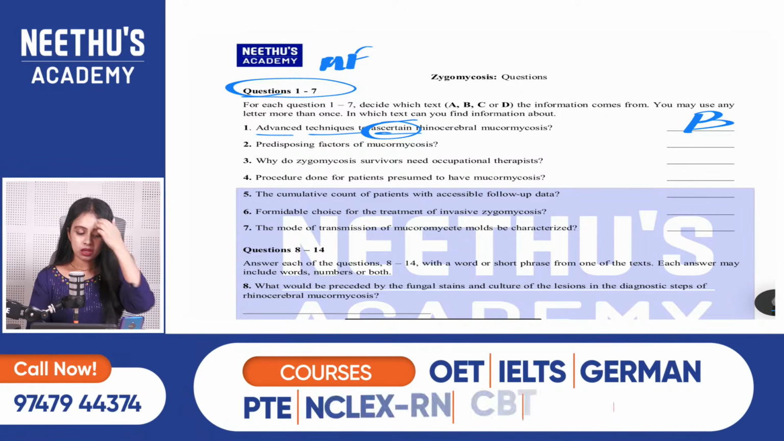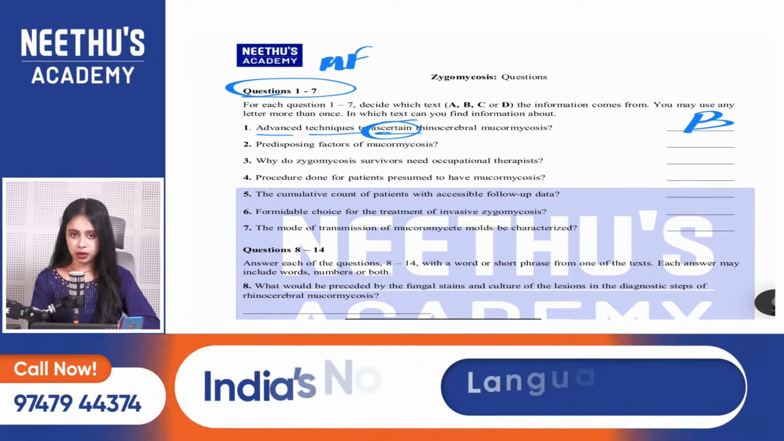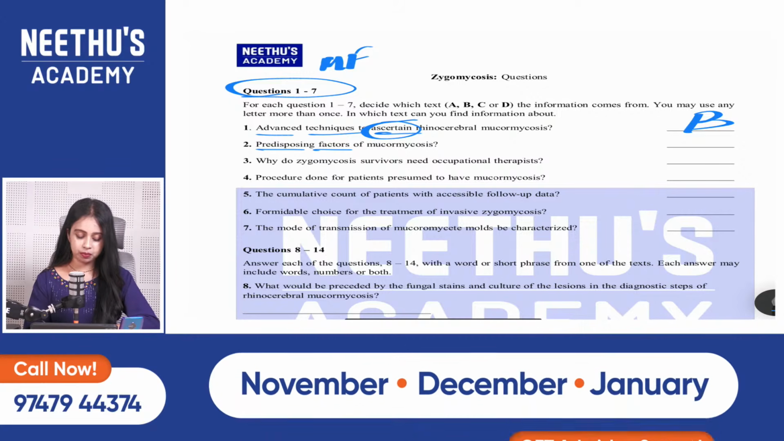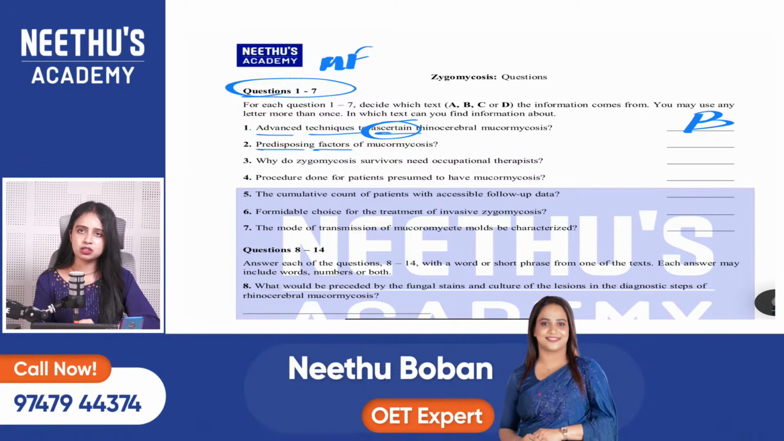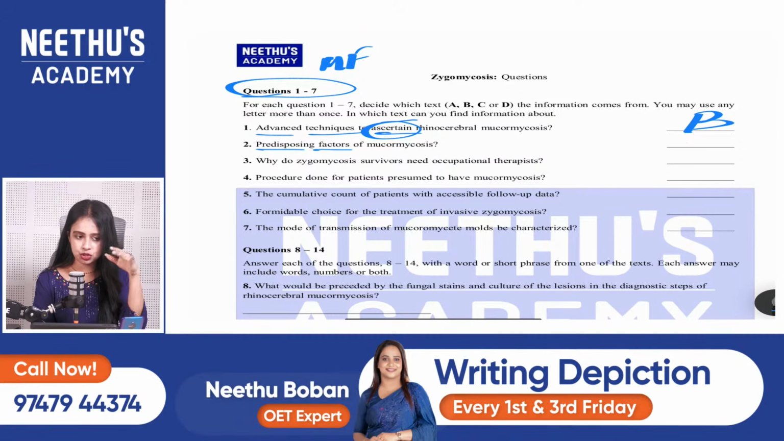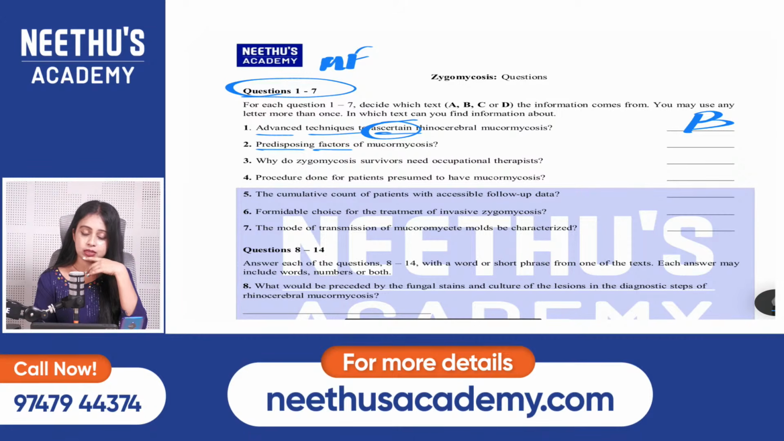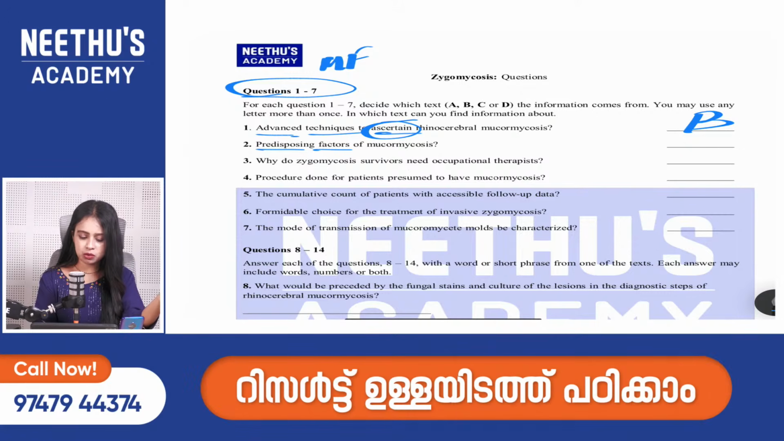Text B. Second one: predisposing factors for mucormycosis. So my keywords are predisposing factors. Predisposing is a word that indicates it is related to something pre-existing. The synonym I can say is risk factors. Okay, so let me know in the comment box, do you have any other synonym?